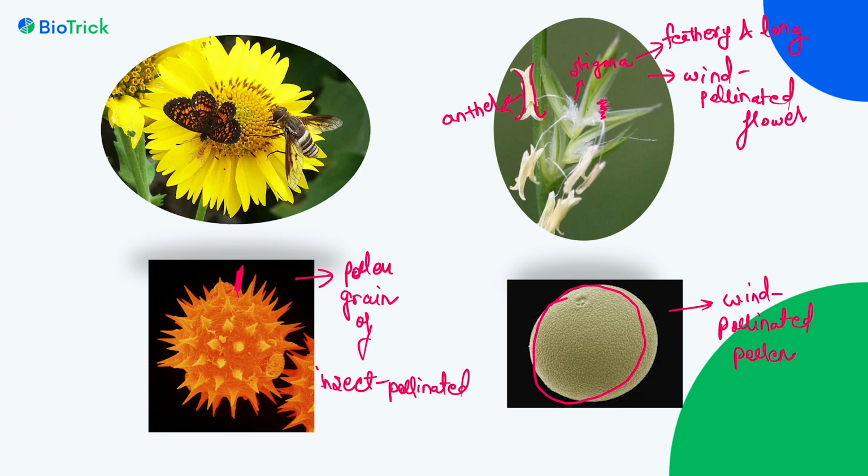While in case of an insect pollinated plant, the anther and stigma are both present inside the flower. They are not hanging in the air. So these are the basic differences between these two types of plants.